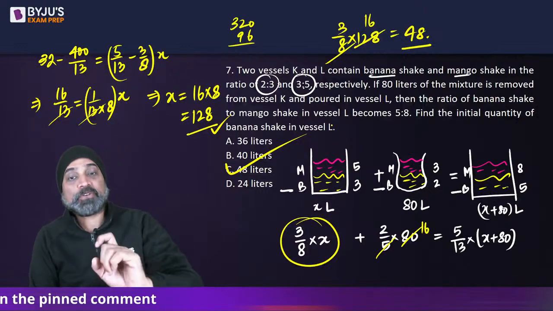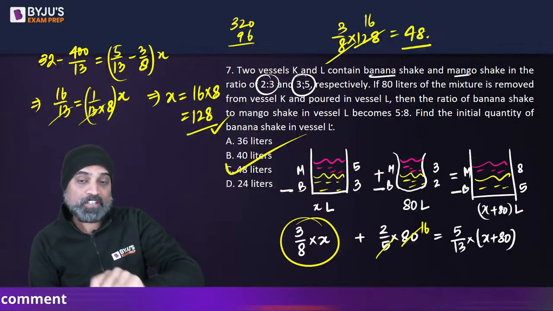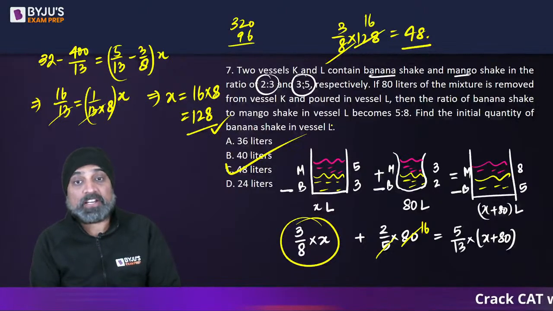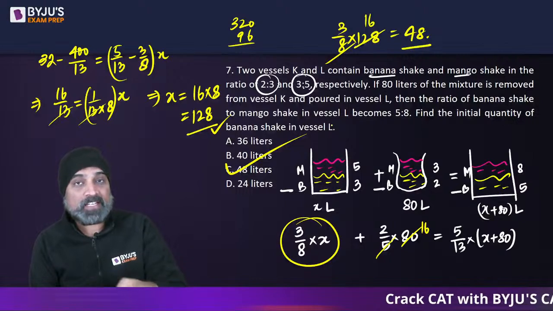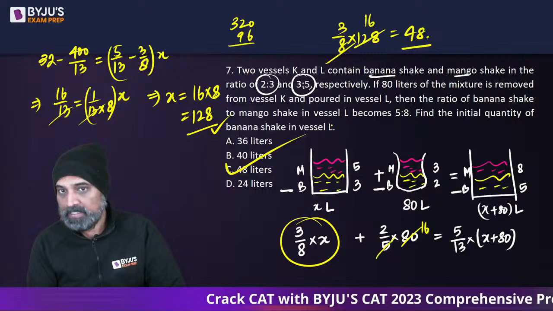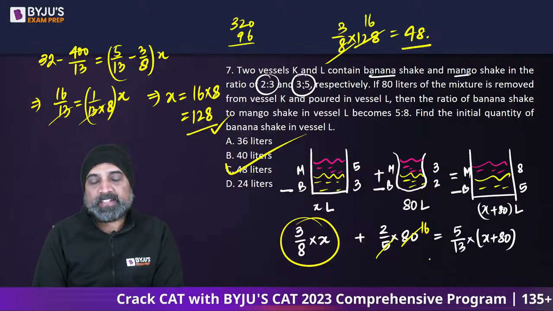So the mistake I was doing was I did not read the question carefully, and I was like, find the initial quantity of shakes. So I assume x is going to be that, but actually it's asking us 3/8 of x is which of the following options. So it will be 48.